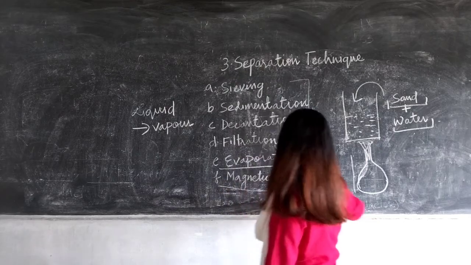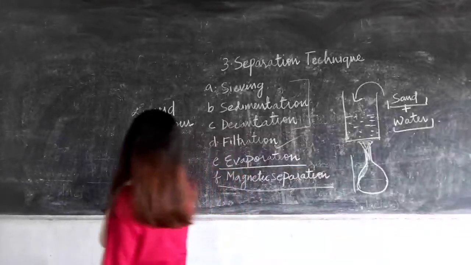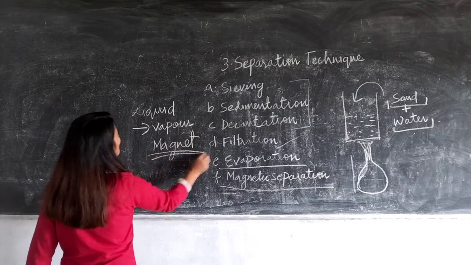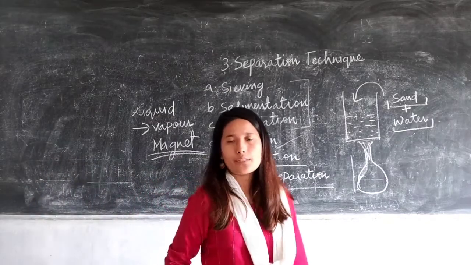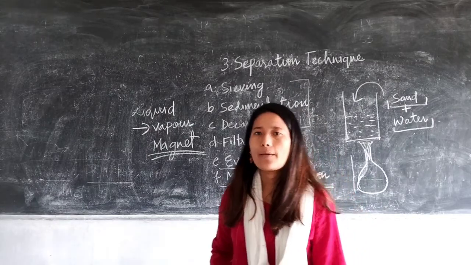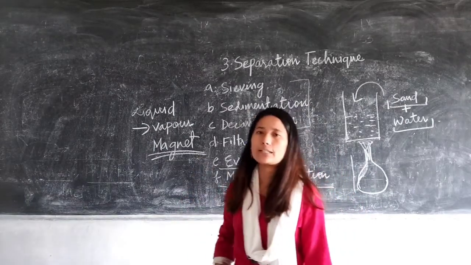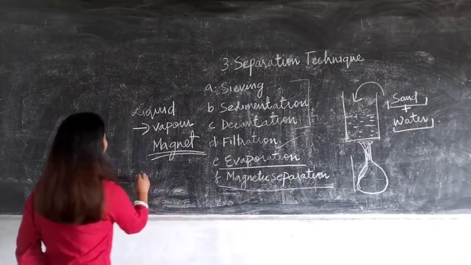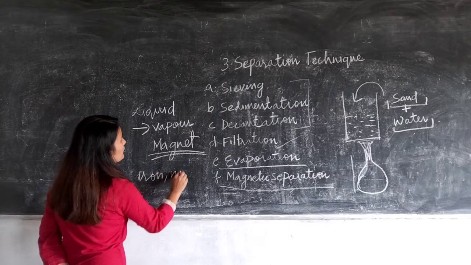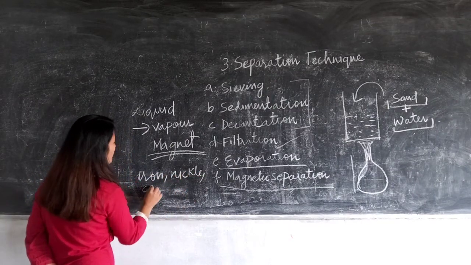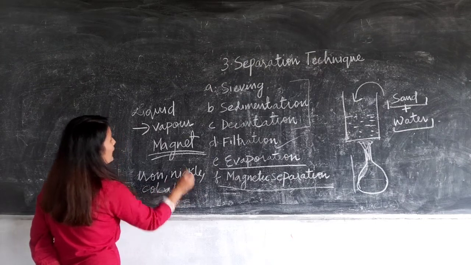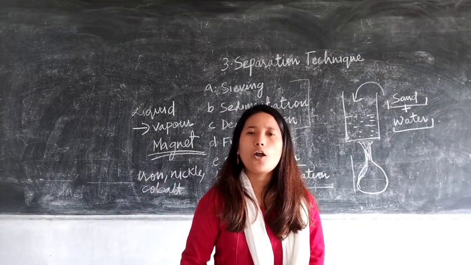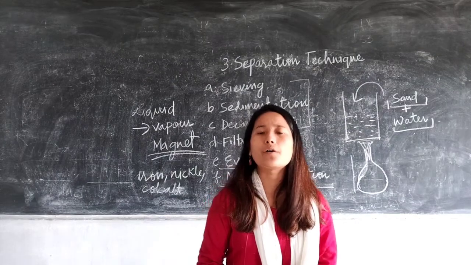Okay. Magnetic separation. The name itself tells you that something has a role. What has a role? Magnet has a role to play. You all have seen a magnet. What is a magnet? A magnet is a substance which attracts magnetic materials. What are magnetic materials? Materials which are made up of iron, nickel or cobalt are attracted by a magnet. Now how do we separate out unwanted materials with the help of a magnet?